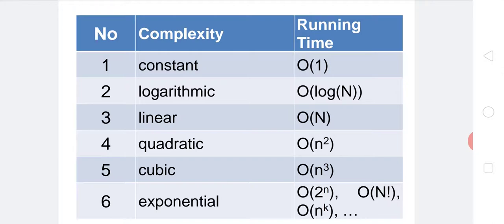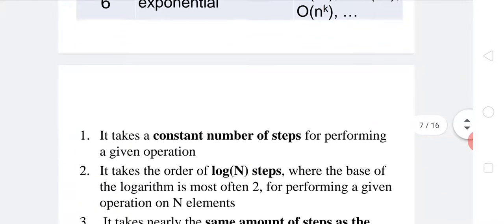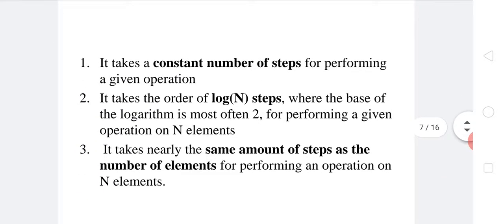First we will see constant complexity, and the running time is O of 1. It takes a constant number of steps for performing a given operation. For example, 1, 5, 10 or other numbers, and this count does not depend on the size of the input data, which is called constant.